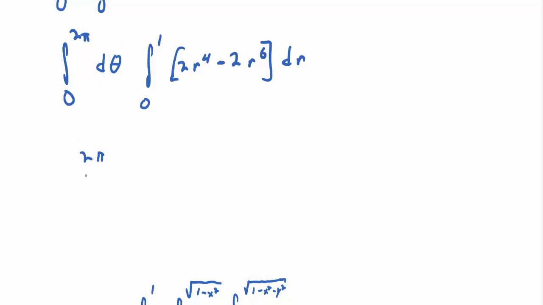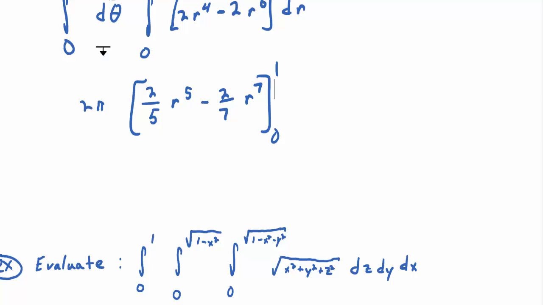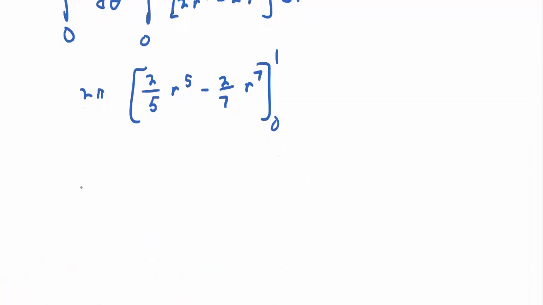Why not write it down right now. And then when you integrate this, what do we get? Let's see, maybe 2 over 5 r to the 5th minus what? 2 over 7 r to the 7th, evaluated from just 0 to 1. And so that becomes 2 pi times what? Just 2/5 minus 2/7?